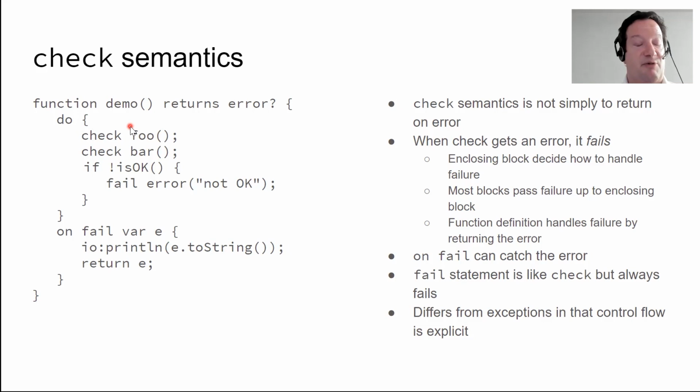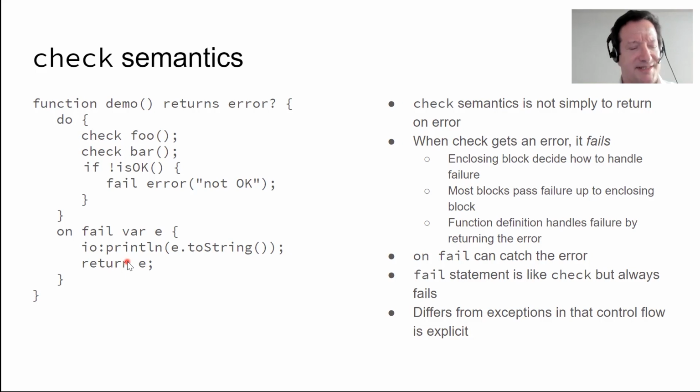When the expression following check returns an error, what check does is something we call failure, and the failure is propagated up, and you can catch it. So here we are doing a check. If this check fails, then control flow will transfer to here. The error will be bound to e, and then you can do what you want with it here. So you don't have to just return checks, you can catch them and do something with them.